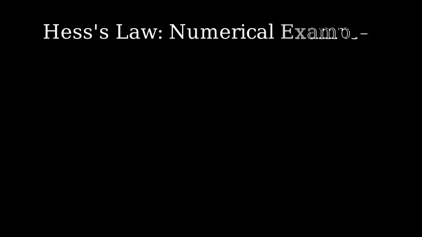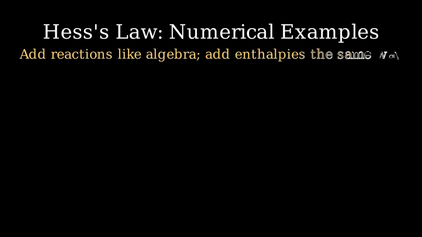Welcome! In this lesson, we will solve three numerical problems using Hess's law. Hess's law says, if you can build a target reaction by adding, reversing, or scaling known reactions, then the standard enthalpy change, delta H naught, for the target is the same combination of the known delta H values. We will follow a clear three-step strategy.